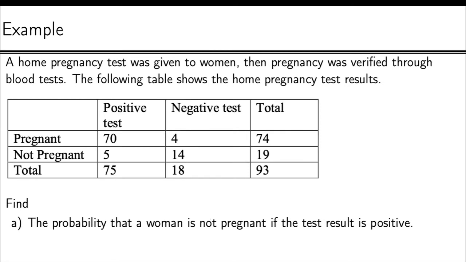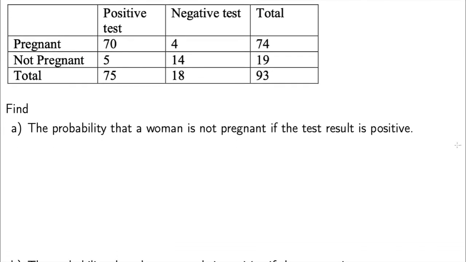Okay, here we've got home pregnancy tests, and it turns out that home pregnancy tests are not perfect. Okay, they can give what are called false positives or false negatives. So here's a chart for 93 different women that took a home pregnancy test, whether or not they were actually pregnant and whether or not the test showed that they were pregnant. So let's do this first one. Let's find the probability that a woman is not pregnant if the test result is positive.